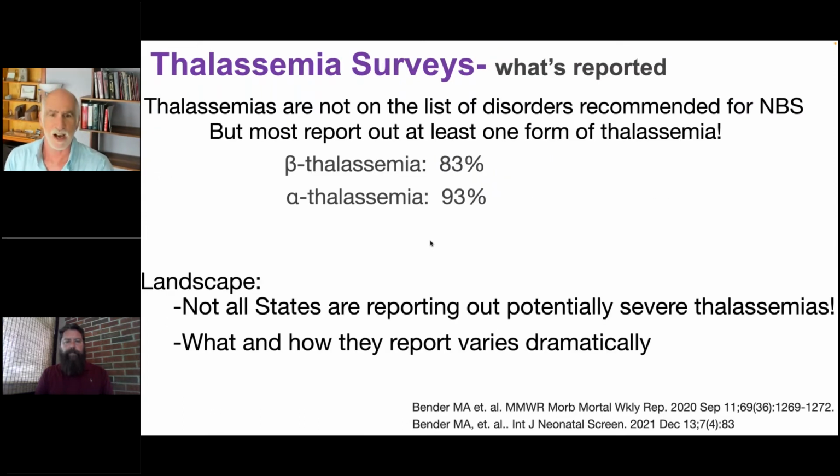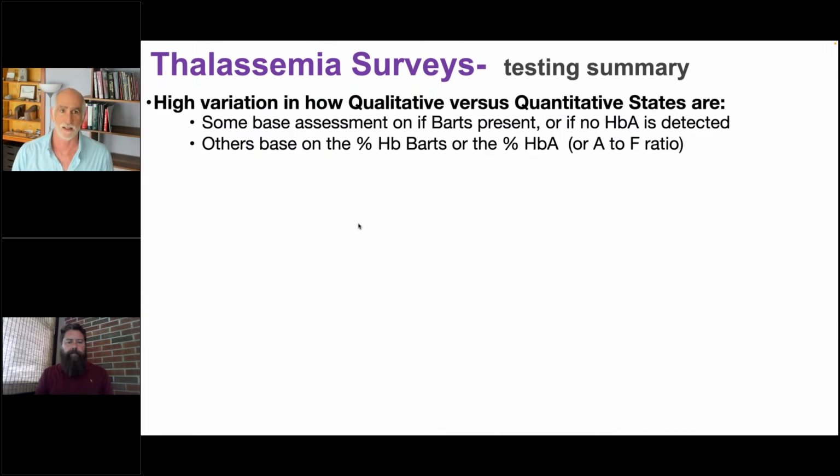But thalassemias are not on the list of recommended disorders for newborn screening, right? Despite that, most states report out at least one form of thalassemia. About 83% report out at least one form of beta thalassemia, and about 93% some form of alpha thalassemia. So the landscape in the United States is that not all states are reporting out potentially severe thalassemia, and what and how they report out varies dramatically.